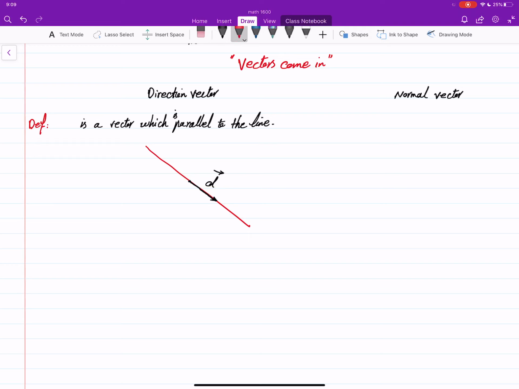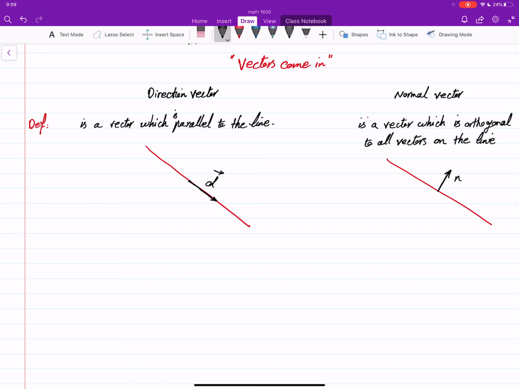On the other hand, the normal vector is a vector which is orthogonal to all vectors on the line. In other words, you can see the normal vector, usually denoted by n, as something that, let me use this word, perpendicular, which doesn't make sense in general, but it is orthogonal to every vector which is on the line.